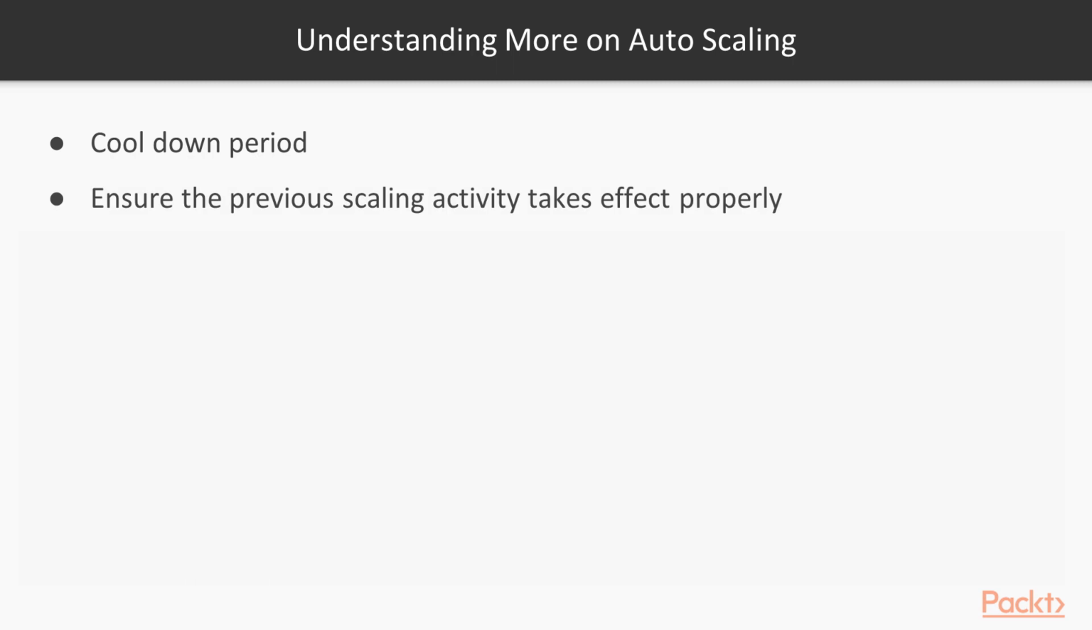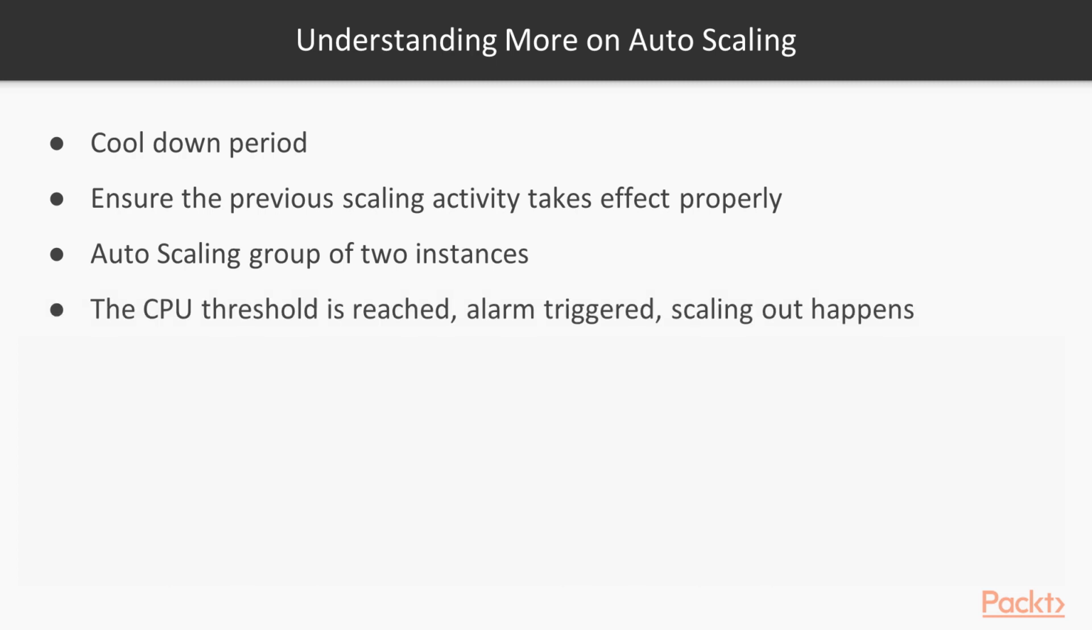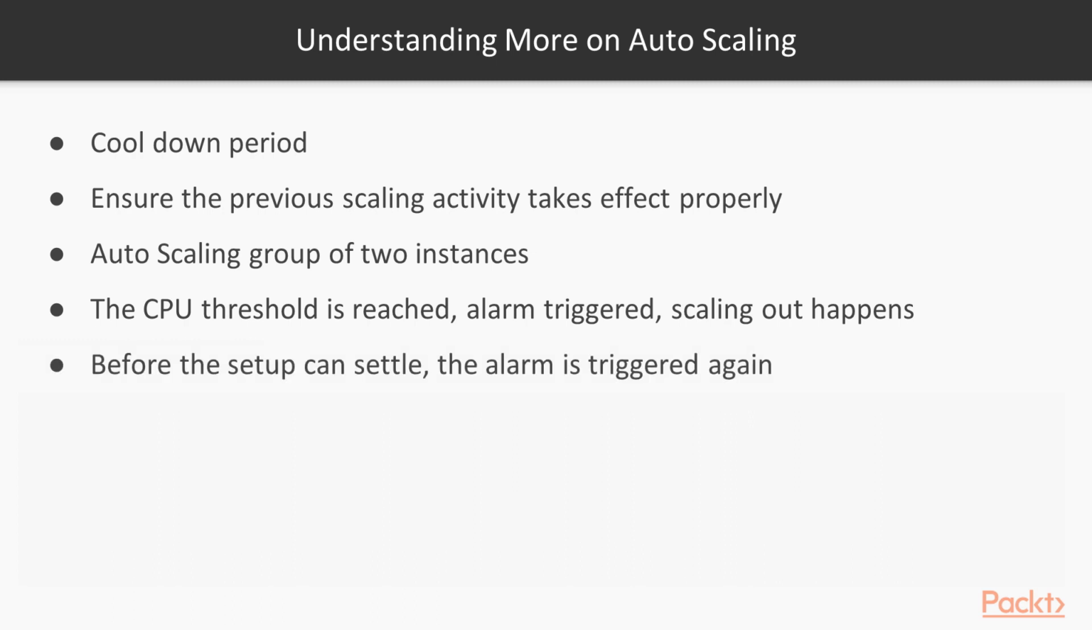The next thing that needs to be considered is the cooldown period. The cooldown period ensures that the previous scaling activity takes effect properly. Let's take a use case scenario. Let's say you have an autoscaling group which already has two instances defined. Now let's say the CPU threshold for these two has been reached, an alarm has been triggered, and a scale out happens. So from 2 it becomes 3, but the alarm is triggered again before the new instance can start.